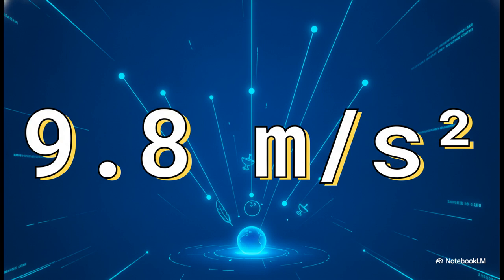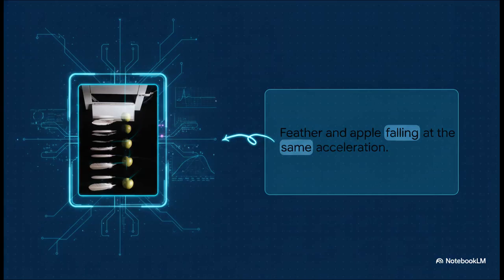If we neglect the messy effects of air resistance for a moment, every single object, regardless of how heavy it is, accelerates downward toward the center of the Earth at this exact constant rate. To really hammer this home, look at this incredible stroboscopic capture. We have a feather and an apple free-falling side by side inside a vacuum. This is absolute visual proof that mass does not matter in freefall.